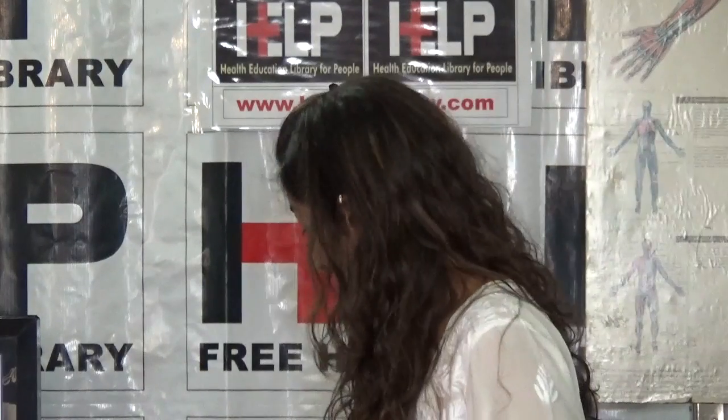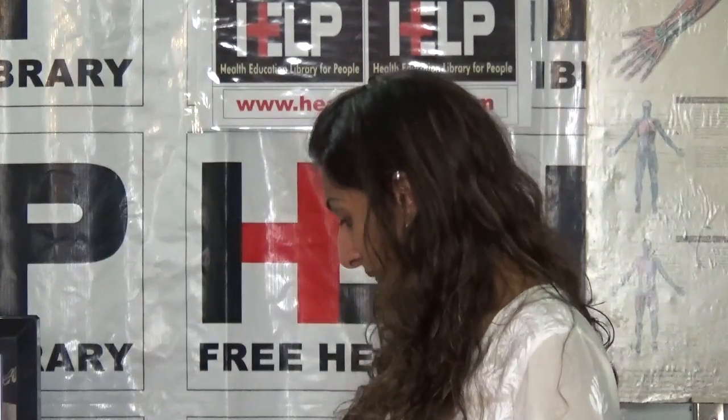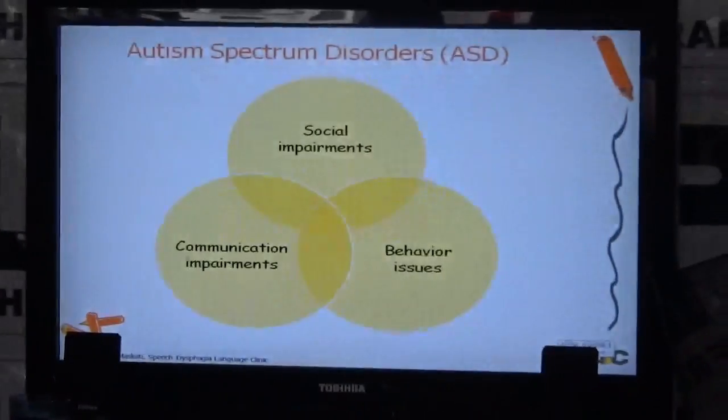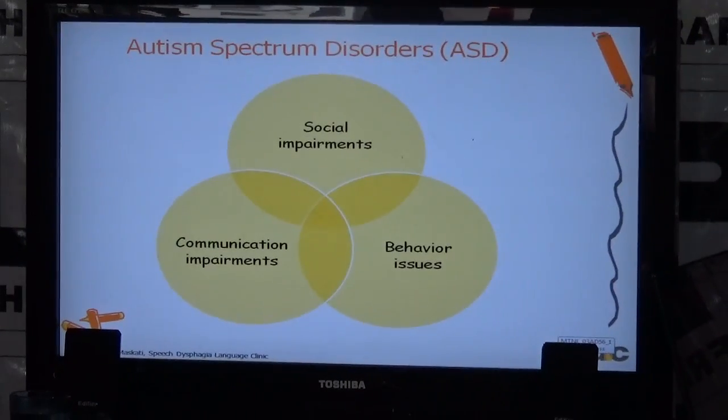And it's not called autism anymore, it's called ASD, Autism Spectrum Disorders, because every child with autism is completely different and their skills vary. You have children with autism who are non-verbal, you have children with autism who are completely verbal, going to college and all of that. So it's a huge spectrum. It has a triad of symptoms. You say it's an autism spectrum disorder when there are social impairments, communication impairments, and behavior issues.